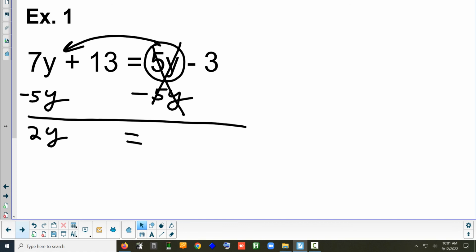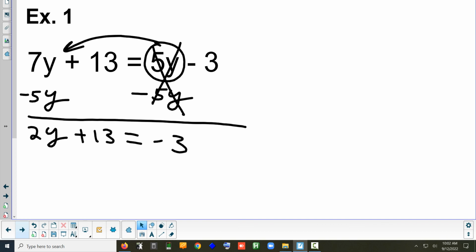What else is still on the left side? I need to still copy this down. So that's going to be on the right. So we do need to copy that. But what else is still on the left? Yeah, Teresa? 13. Positive or negative 13? Positive 13.